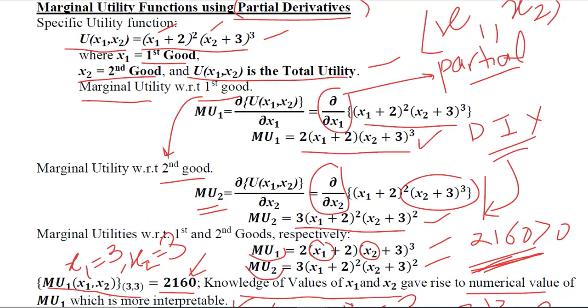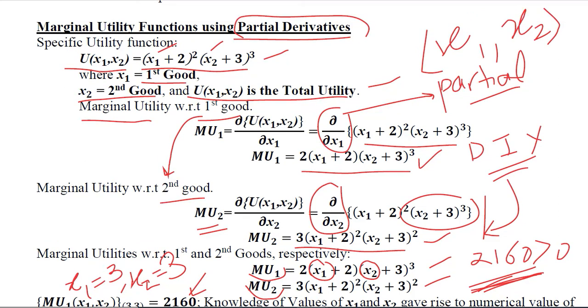So in this way, by using the partial derivatives, we can find out the marginal utility functions from a given total utility function, and we can also interpret them.